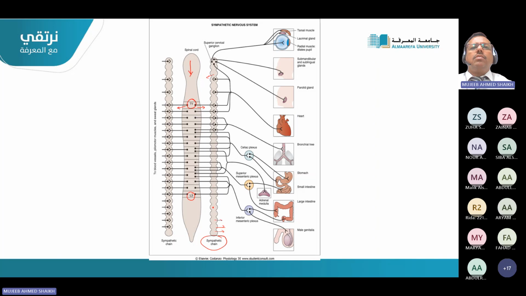All these are ganglions. From there the second order neuron, the postganglionic neuron, starts. It is long, supplying the heart, the glands, the muscles of the eye, the gastrointestinal system, the reproductive system and the urinary system. All of them are longer fibers. Okay.